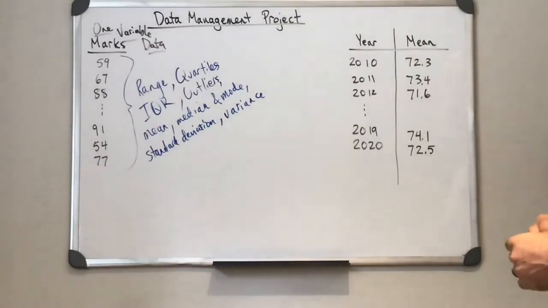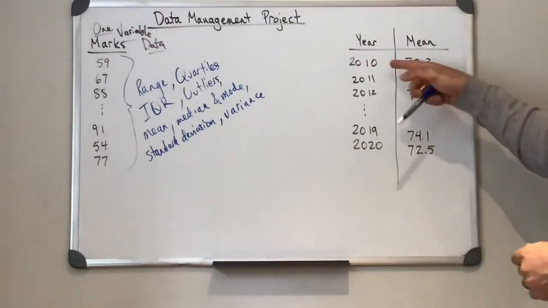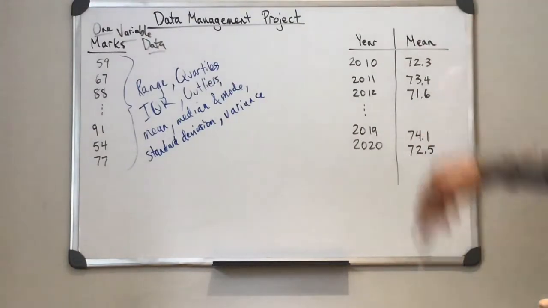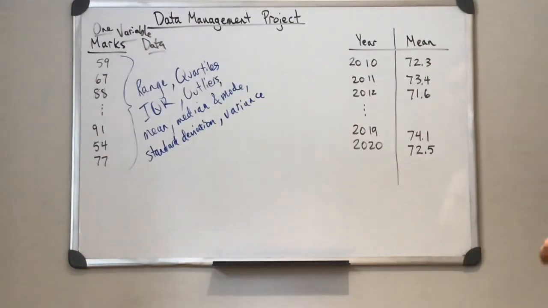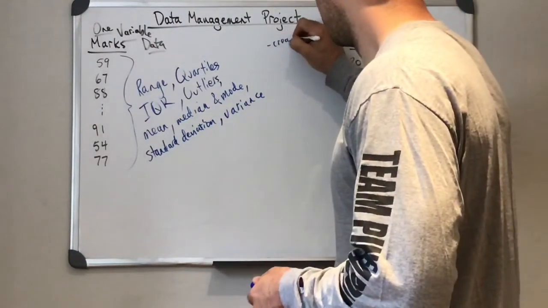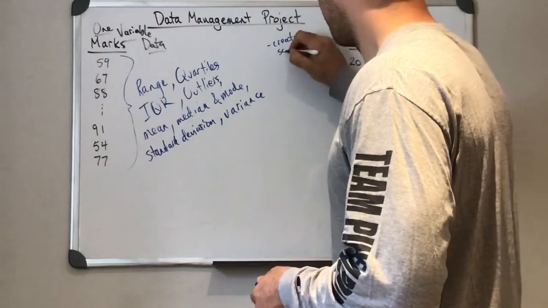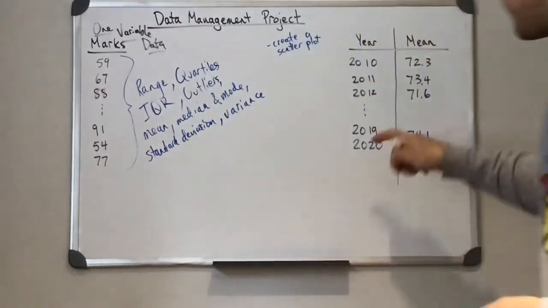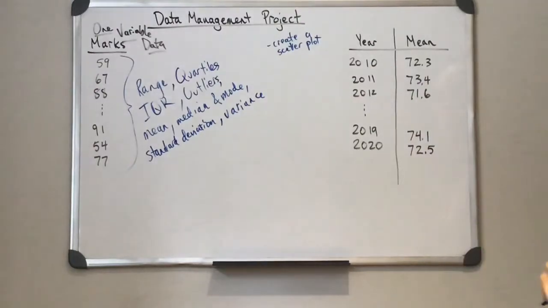Two variable data, so something like this comparing the year and the mean for each year. So let's say I have all 10 years here. What can I do with this? Well, I can create a scatter plot. Okay, so I've got my x and my y variable here.